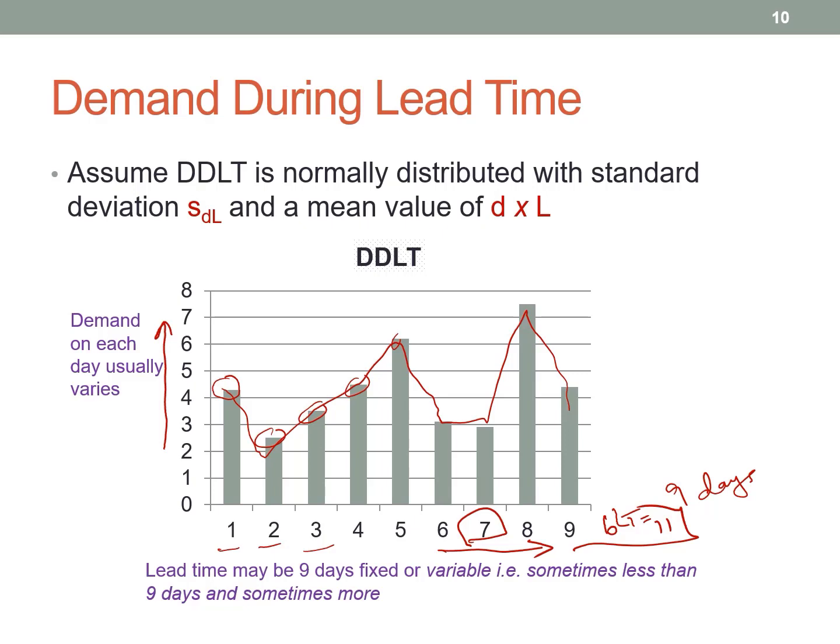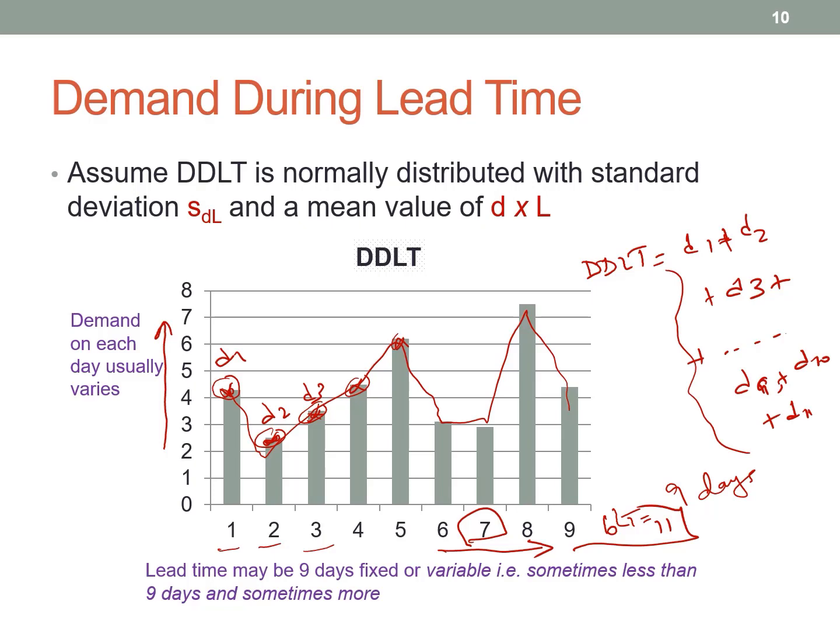And then the total demand during lead time would be this number plus this number plus this number plus this number plus this number. So if I call this D1 for demand on day 1, this is D2, D3, and so forth, then the demand during lead time is the sum of those demands. Okay, but how many demands do I add up? Do I add up till D9? Do I add up till D10? Do I add up till D11? That could be variable because the lead time could be variable. Okay, so the variability in the total demand during lead time comes from variability in day-to-day demand, as well as variability in the length of the lead time.